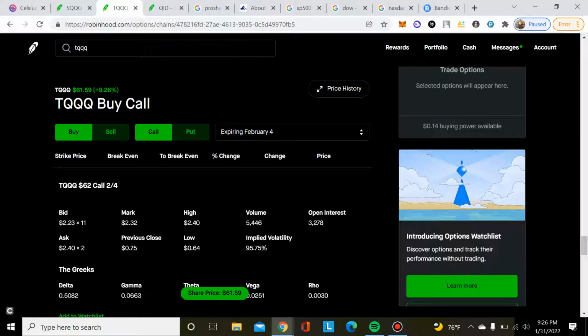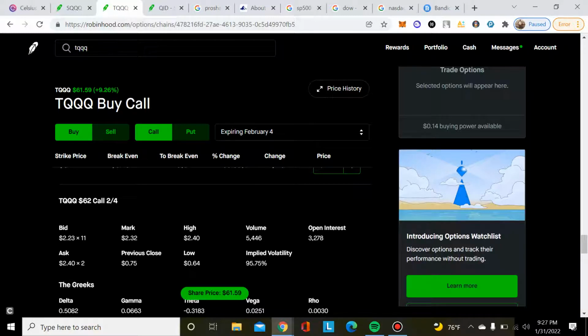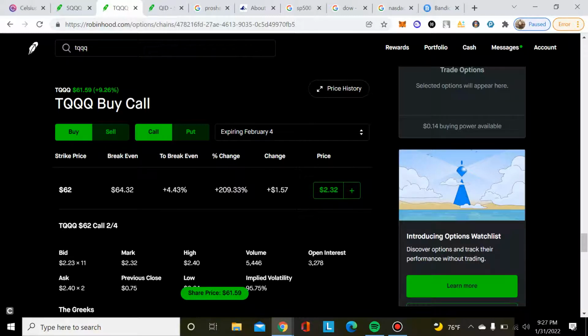it would have had a low of the day at 64 cents. With the option, when it says 64 cents, you're buying 100 of them. So you'd have paid $64 per contract. And then today it hit a high of 240. So you could have made $240 for every $64 that you spent today. So the TQQQ gives you exposure to that if you were to hop in and get a lot of that.